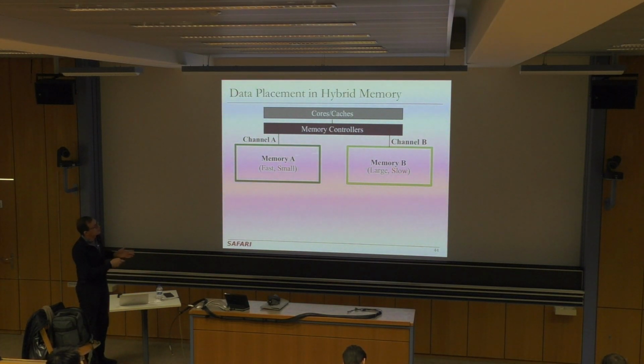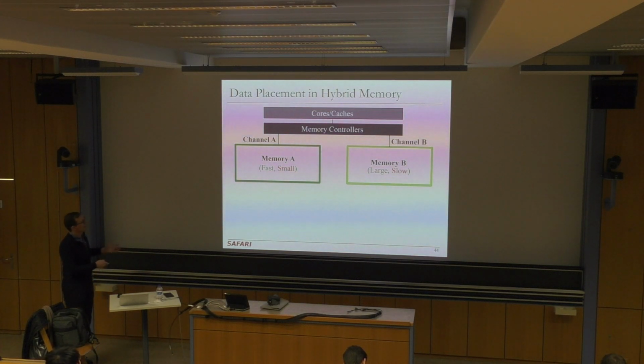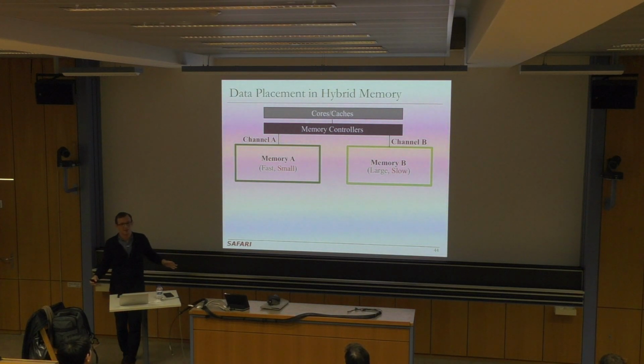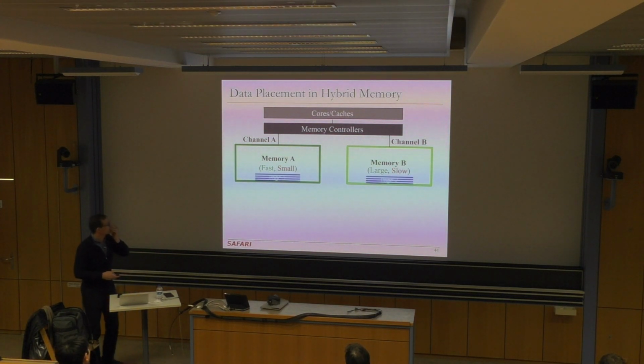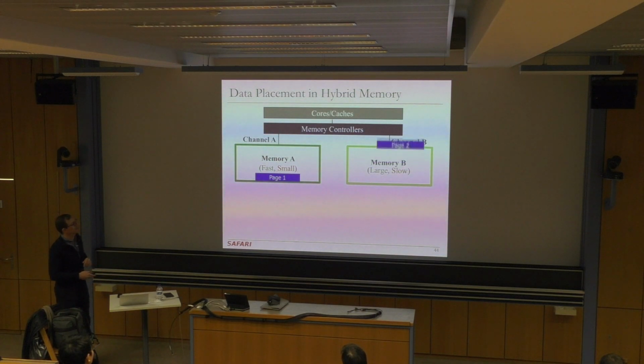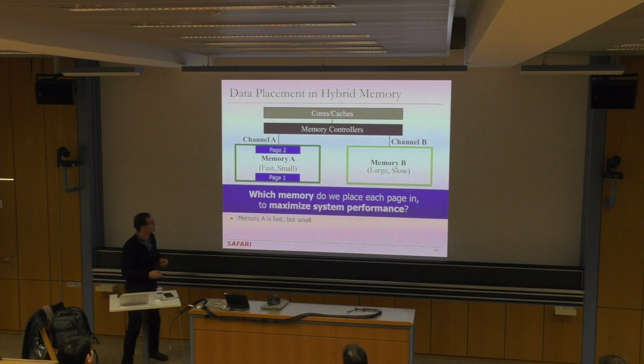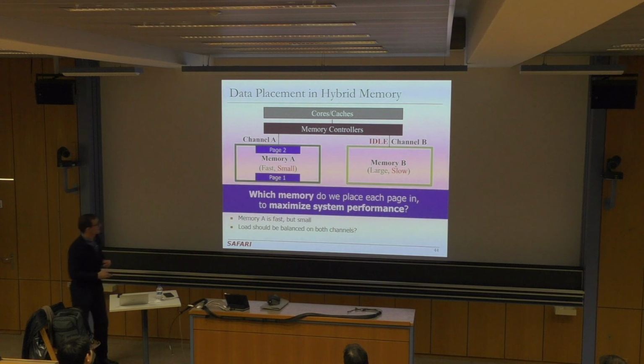You have two types of memories. This is really simplifying the problem, as you can see. One memory is fast and small, and the other memory is large and slow. You can even ignore the endurance problem here. So the question is, where do you place a page, assuming page granularity? Which memory do we place each page in to maximize system performance?